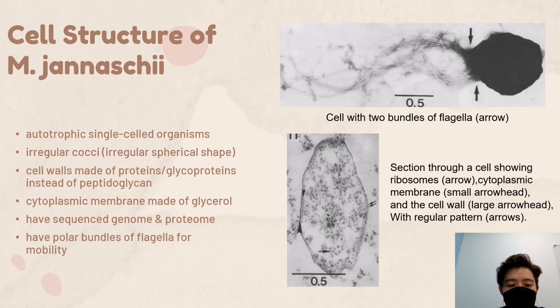It has an irregular cocci shape or irregular spherical shape, and unlike most bacteria, the cell wall of M. jannaschii is made of proteins or glycoproteins instead of peptidoglycan. As for the cytoplasmic membrane, for other species, the membrane is made of phospholipids, but for M. jannaschii, the cytoplasmic membrane is made of glycerol. It has a sequenced genome and proteome. As for proteome, it means that it's an expression of an organism's genome. And lastly, it has polar bundles of flagella, as you can see on the slide, to move around.